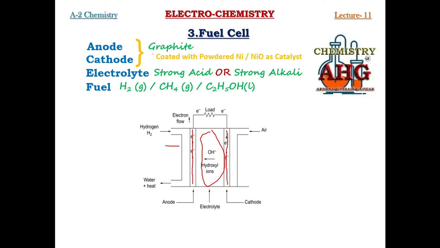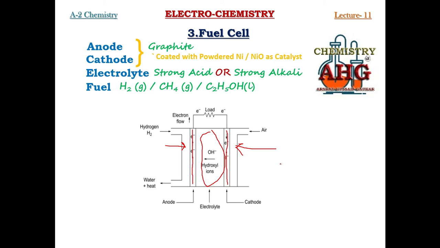While this compartment in which we inject the fuel, like you can see we are injecting hydrogen gas, is known as the anode, because fuel is always injected into the anodic compartment, and this compartment where we inject oxygen or we inject air is known as the cathodic compartment.